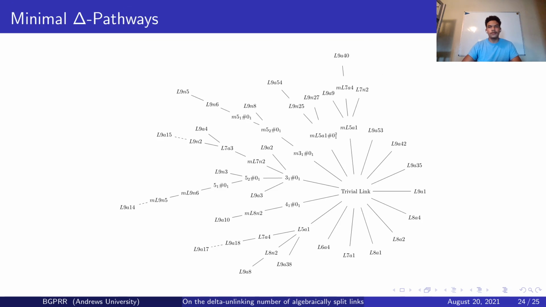After all this, we were able to compile this information of delta moves into a tree of delta pathways. The idea being that a delta move changes the link into some other link that's also delta equivalent to the trivial link. So we were able to compile one such pathway for each of these links into a tree as such, and it makes for a cool infographic.